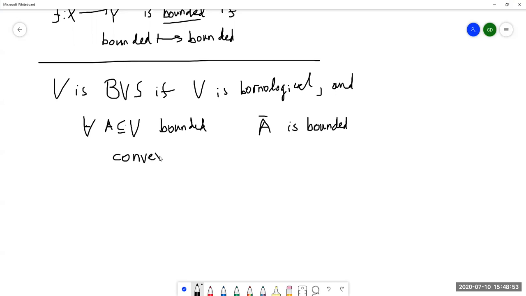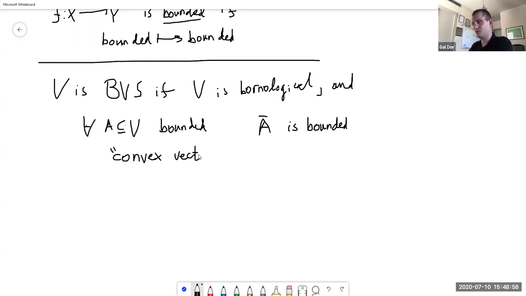But since this is the only case that I'm going to take, these are the words that I'm going to use. I'm just going to call this a Bornological vector space. So before we proceed, let's make a few sanity checks. For example, let's make some examples.